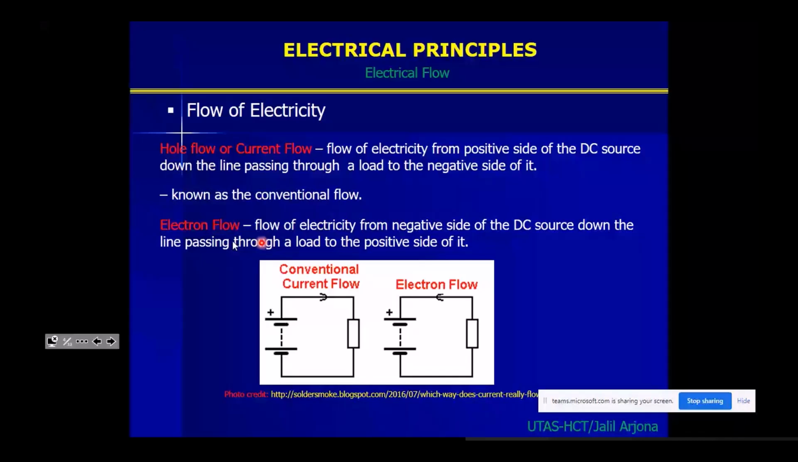How about the other one, the electron flow? It is the flow of electricity from the negative side of the DC source down the line, passing through a load to the positive side of it. Now, this is a circuit. It shows the direction of the conventional flow, that is from positive down the line to the negative side of the battery. How about the direction of the electron flow? That is from negative to the positive direction. Look at the arrows respectively.